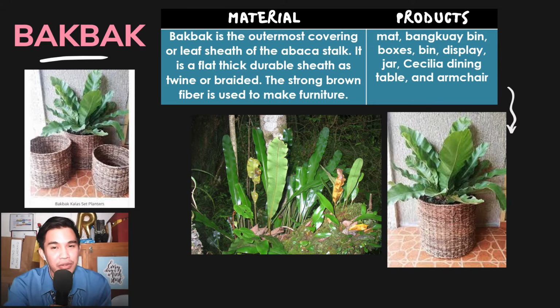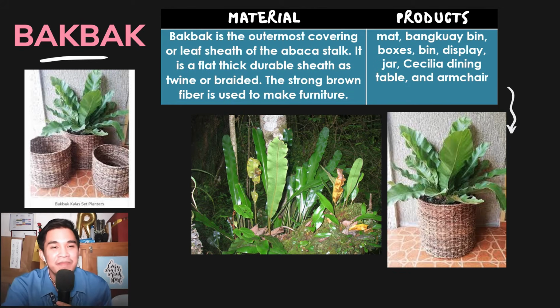So kaya naman, ang example nito ng mga products are mat, we have the Coir bin, we have also boxes, bin, display jars, Cecilia dining table, and armchair. So diba, you can see in this example, meron dyan mga pots which are made up of Bakbak, which is made of Bakbak twine or twigs.